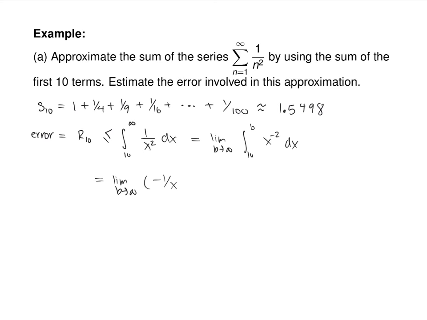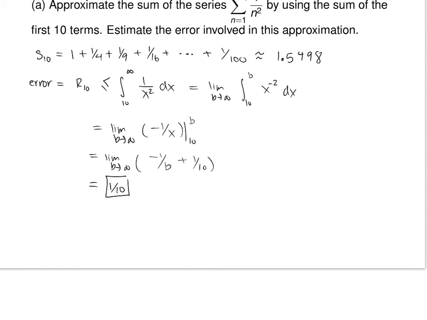So what's that? Negative 1 over x from 10 to b. Negative 1 over b plus 1/10, right? So what does that equal? 1/10. We're off by 0.1. You're off by at most 0.1. That's an overestimate of the error, not area. So the value. That's pretty good, I think. Just 10 terms. The value of your series, the sum from n equals 1 to infinity of 1 over n squared, is at most 0.1 more than your S10, your estimate.